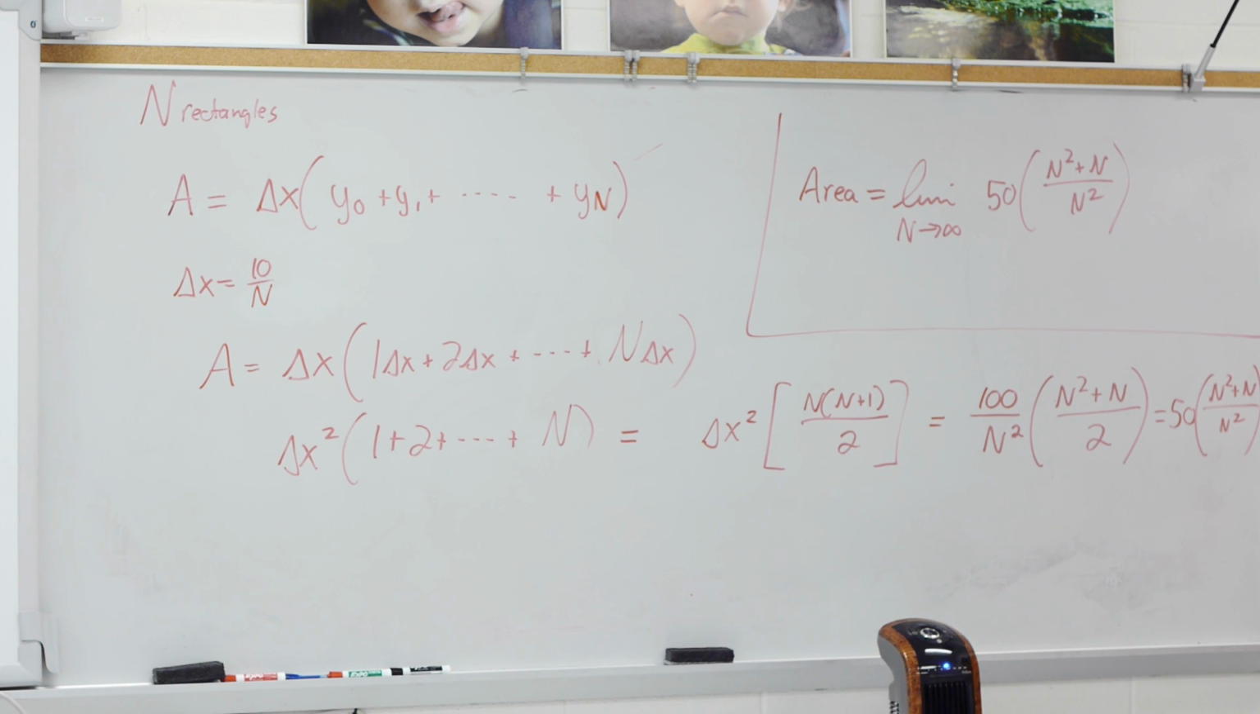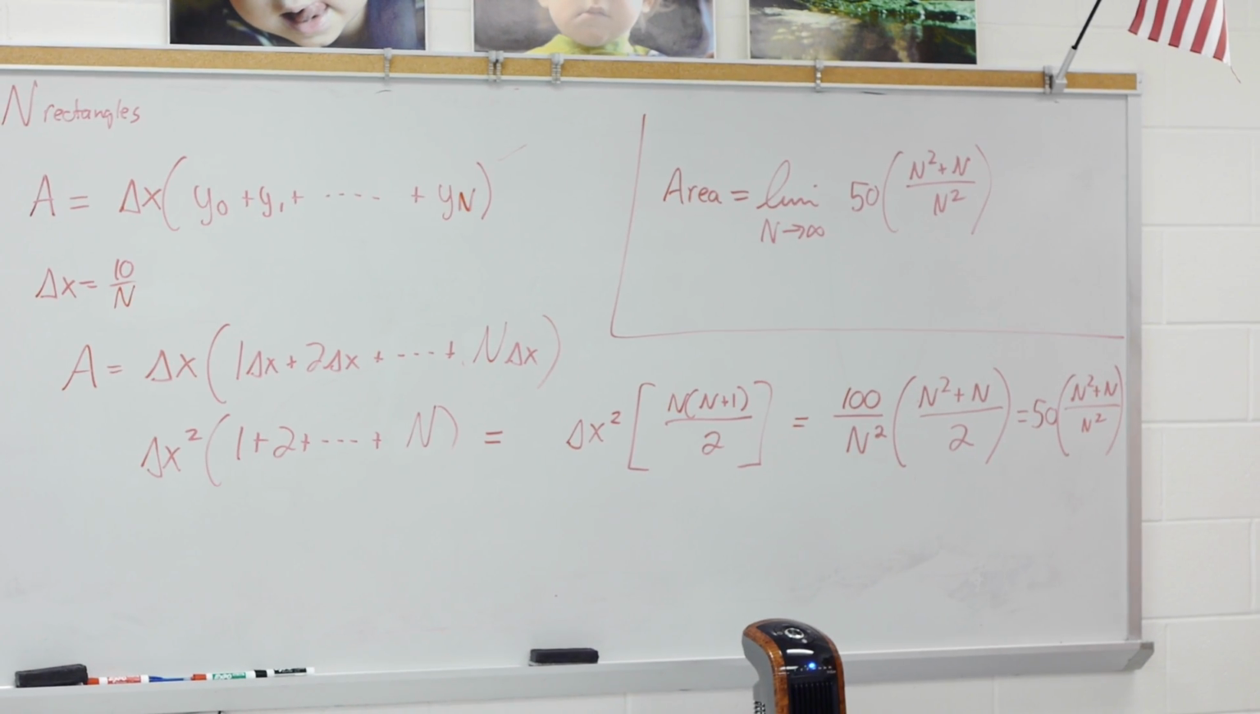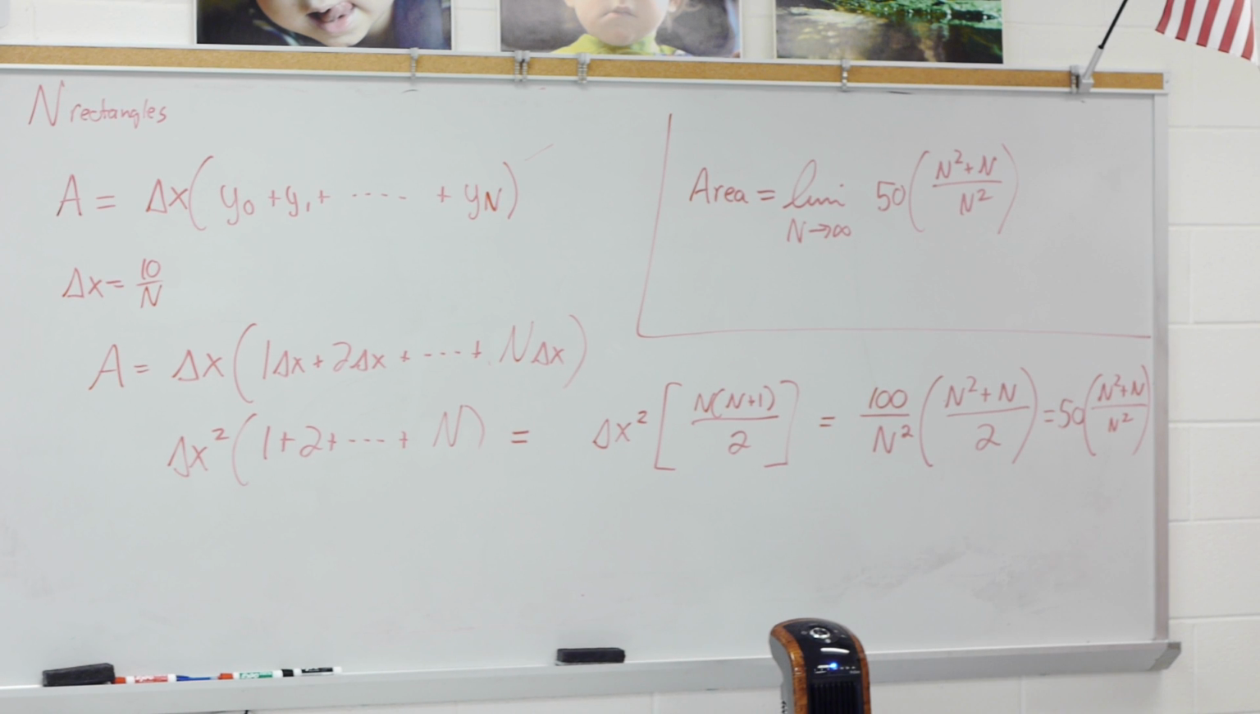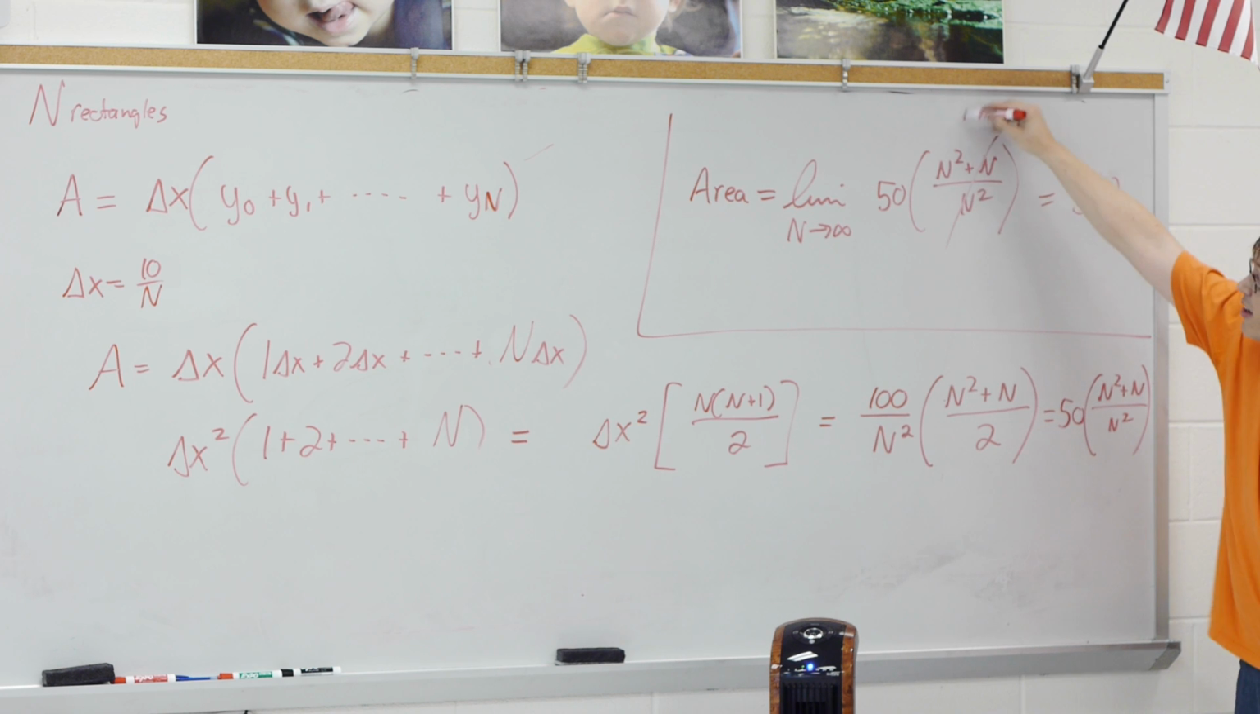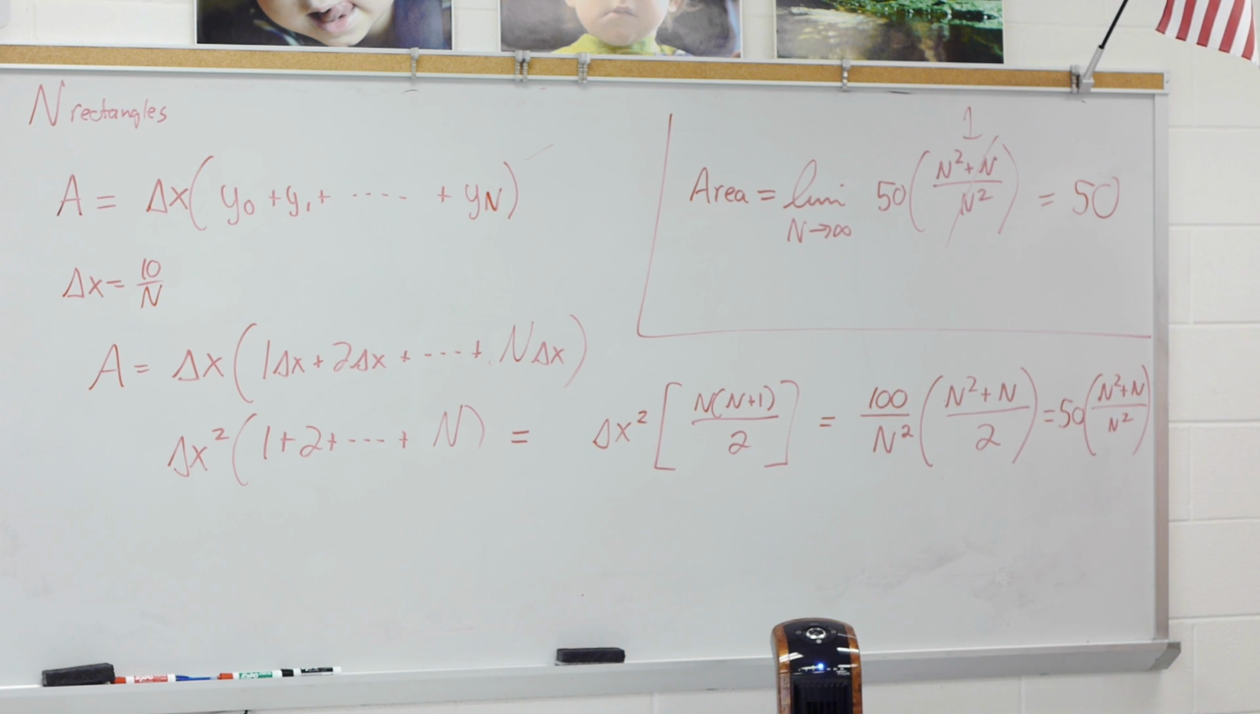Can it actually reach exactly 50? Well, at the limit, sure. So it asymptotically approaches 50. For no fixed n value does it ever equal 50 exactly. But what is this limit? We can all do this, right? Because the degree on top is the same as the degree on the bottom, so this limit is just 50, because this thing goes to 1.